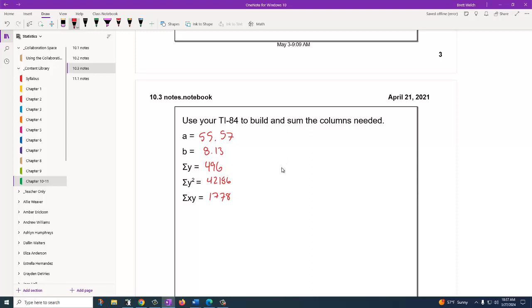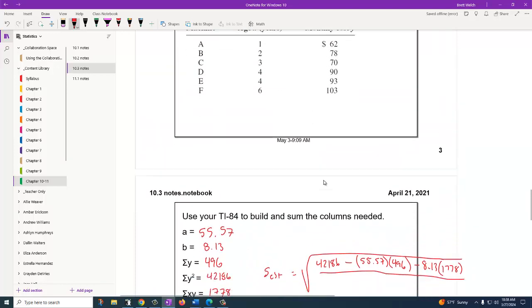Now if I use that formula, the S estimate is the square root of the sum of the y squareds, 42186, minus a, which is 55.57 times the sum of the y's, 496, minus b, 8.13 times the sum of the x times y, 1778, and that's all divided by n minus 2. There were how many data values? Was that 6? So 6 minus 2.